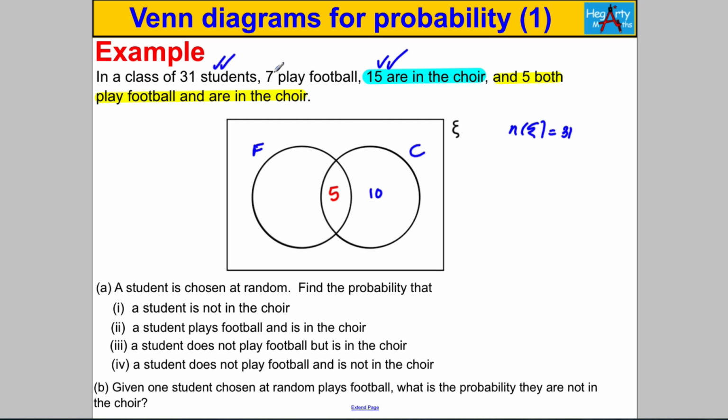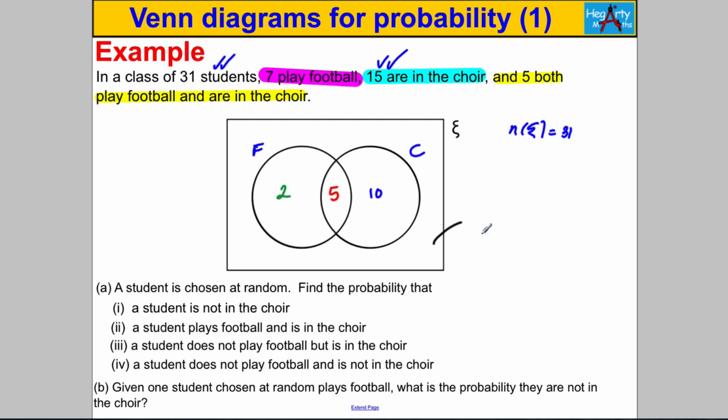What about the fact that 7 play football? Well, given that 7 play football, 7 in total must be in this circle. 5 are already here. We would do 7 subtract 5 to get 2, and that means there are 2 students who play football who are not in the choir. Now we do need one more piece of information to complete our Venn diagram. How many students neither play football nor are in the choir? Well, it would be something we write out here. How would we work that out?